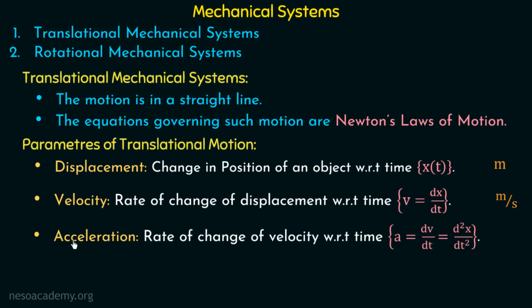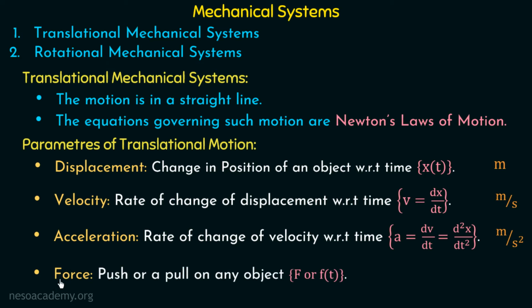Moving on to the next parameter, which is the acceleration. It is the rate of change of velocity with respect to time, and it is represented by a letter a, which is equal to the rate of change of velocity with respect to time. From the definition of velocity, we know that the velocity is equal to the rate of change of displacement with respect to time. So we can say that acceleration is the double derivative of displacement with respect to time. And the SI unit of acceleration is meter per second squared.